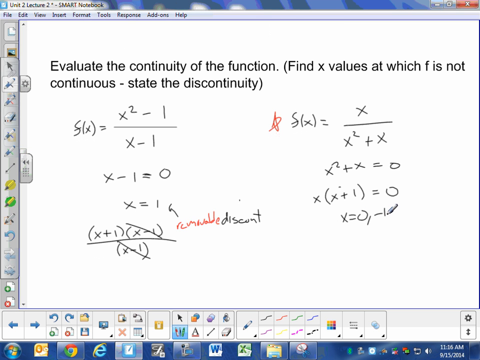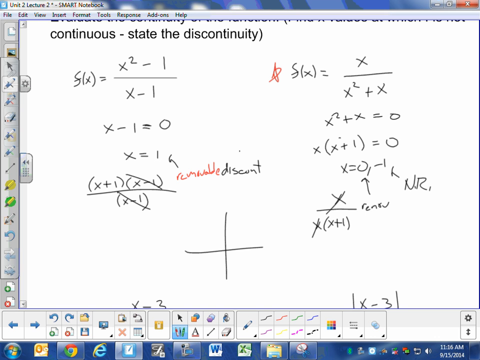Okay, so 0 and -1 will make the denominator 0. However, I can cancel that x that is factored out, which means 0 is a discontinuity and it's removable. -1 is a discontinuity, it's non-removable. You can have both in the same equation. Remember, removables are all holes. Non-removables typically in these equations are going to be asymptotes. You can have an equation with a hole and an asymptote, or multiple holes and multiple asymptotes. We can have crazy things going on here.